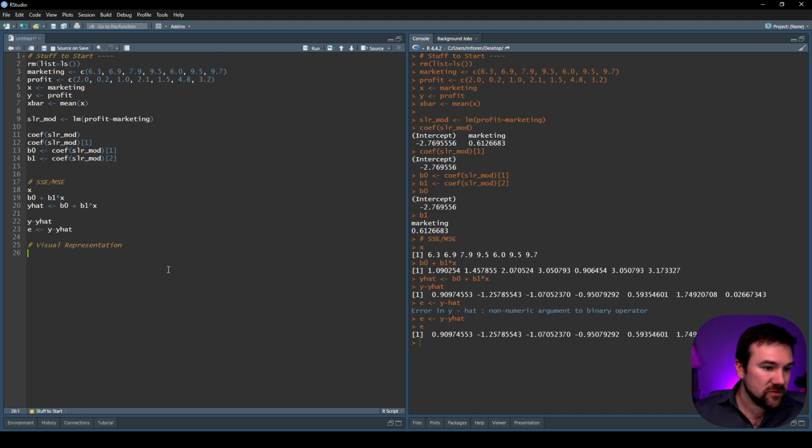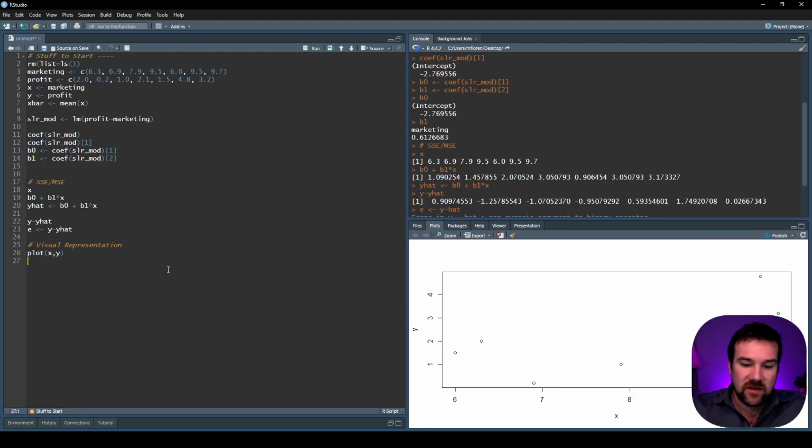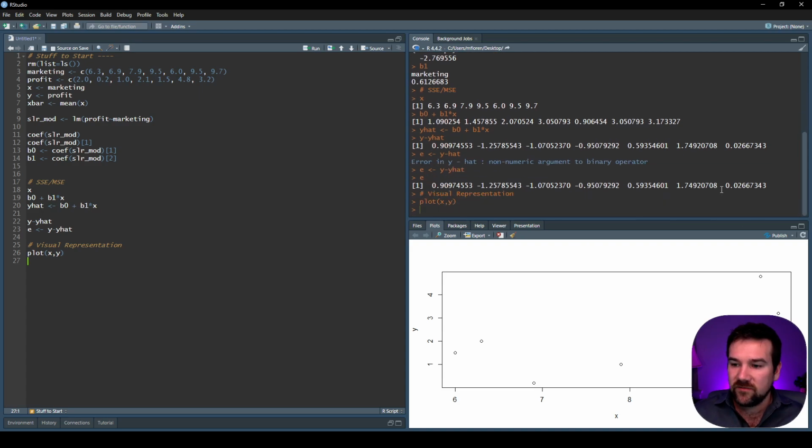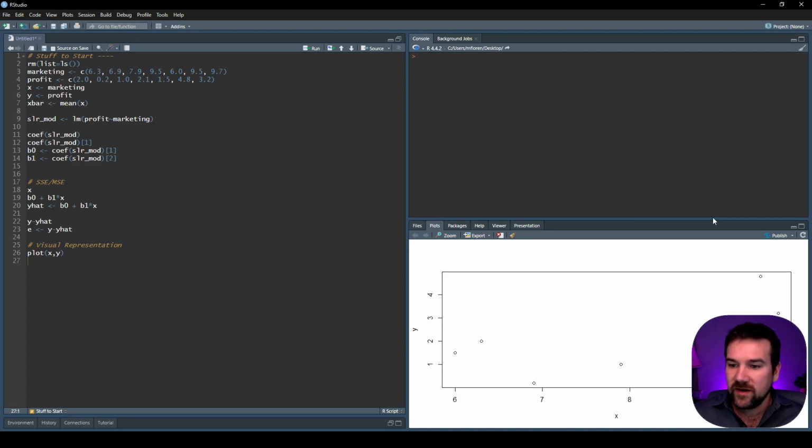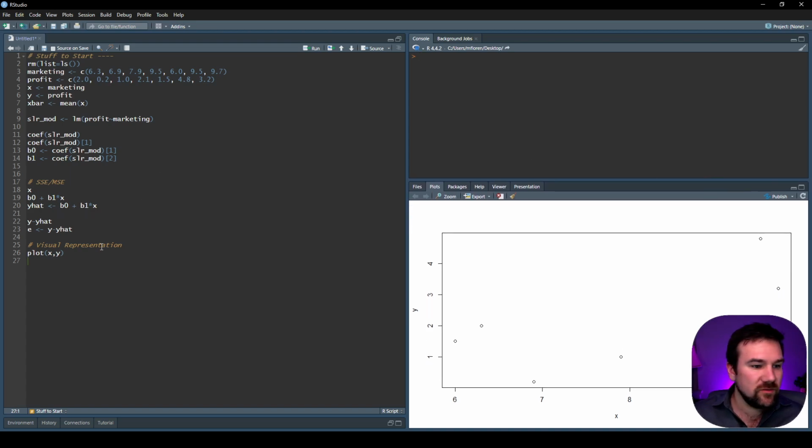So let's start our story with a plot of X and Y. This is the basic graph of my X and Y data. That's where we're going to start out. Now what I want to do is add on the line. So I'm going to do abline.